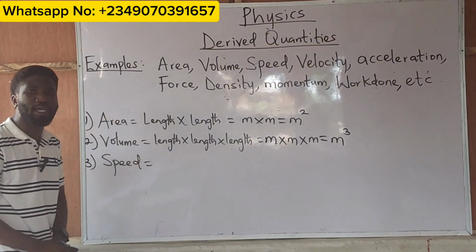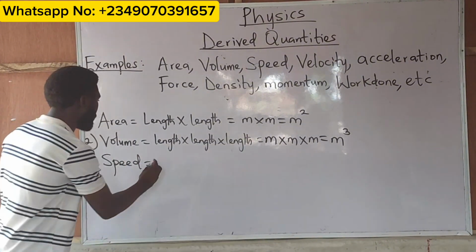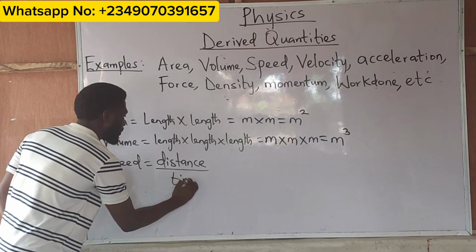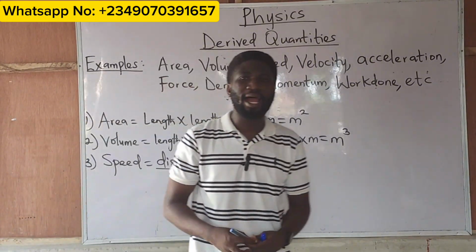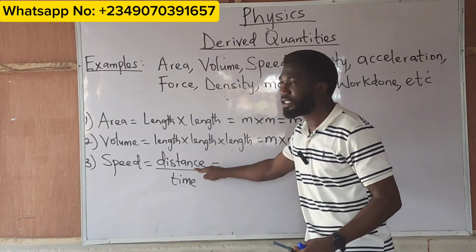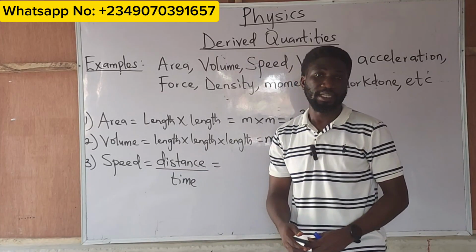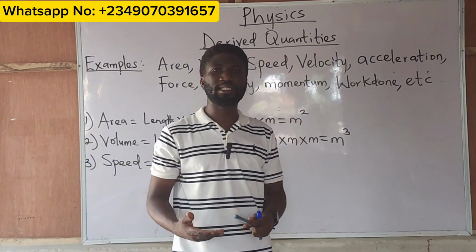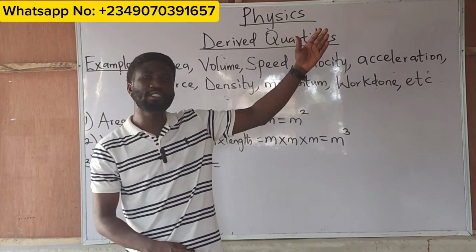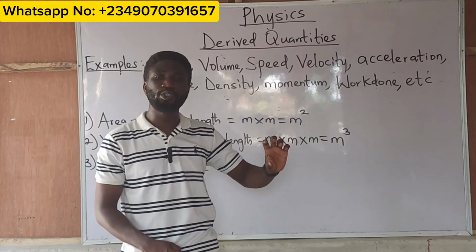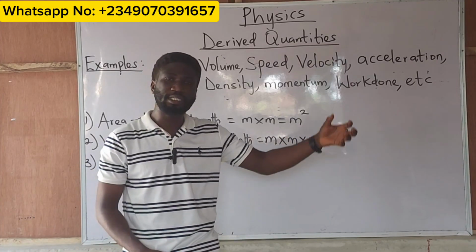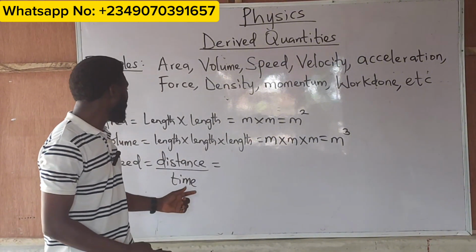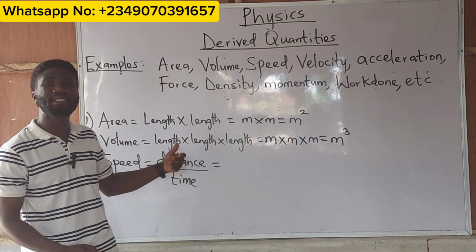Speed has its formula to be distance over time. Distance over time. So now ask yourself, distance, is this a fundamental quantity? Yes, it is. Do not get confused. I know most of us are thinking, oh, after all the fundamental quantities given to us, we do not have distance there. Yes, but distance is also a form of length. So we can say that this distance also means length.